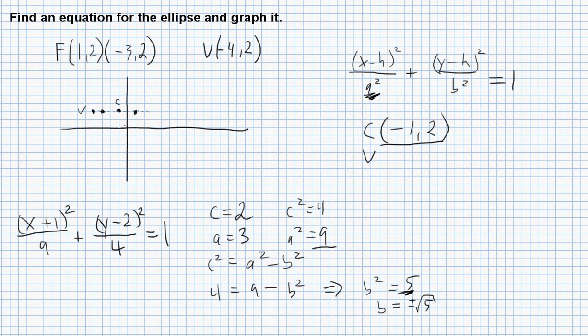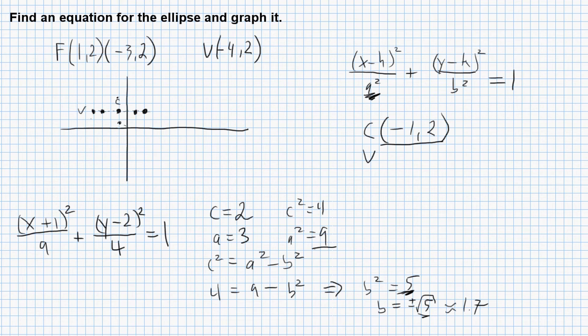And so now to get the minor axis vertex points, we're going to start at the center and count up radical 5 and down radical 5. Radical 5 is about 2.2. So I'm going to start from here at (-1, 2), which is center. I'm going to go up radical 5. I'm going to go down radical 5. To get the vertex point on the right side, we're going to count 1, 2, 3. So there's our other vertex.